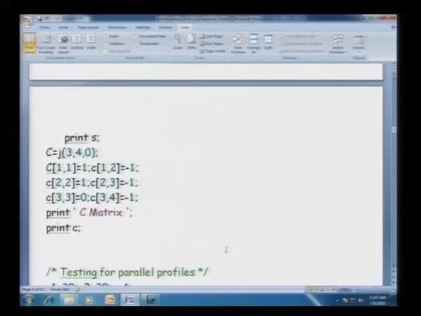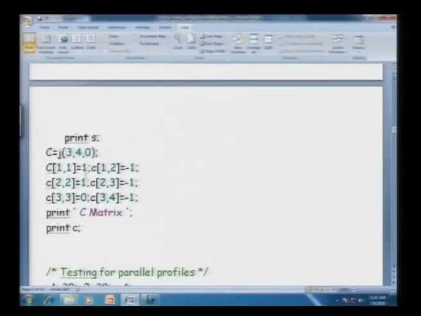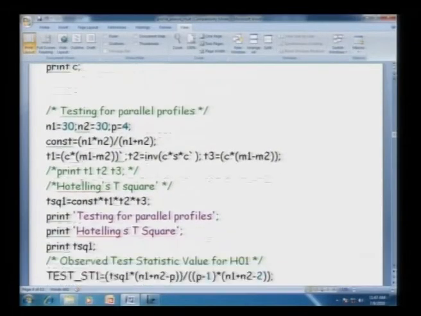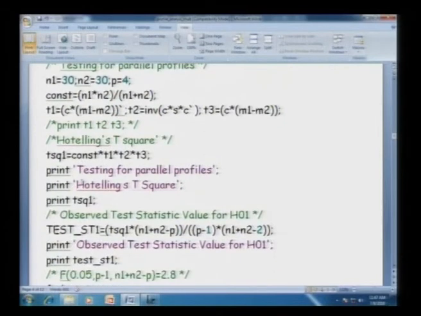Then we need to construct that A matrix, what we said when we said that we are going to test this H01 using an A matrix with 1 minus 1, remember. So this C matrix here basically has that 1 minus 1 type of structure along the main diagonal block, so that we will have that H01 to be tested. And then once all these are in place, we are testing for the parallel profiles.